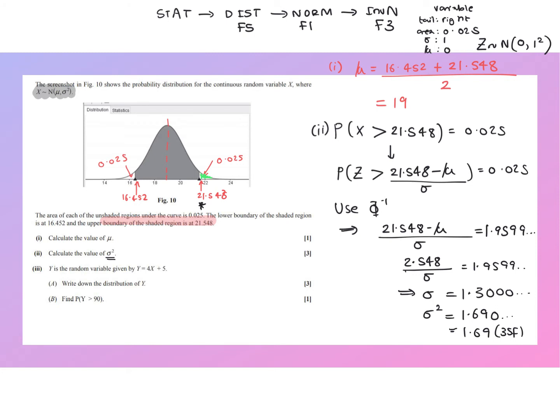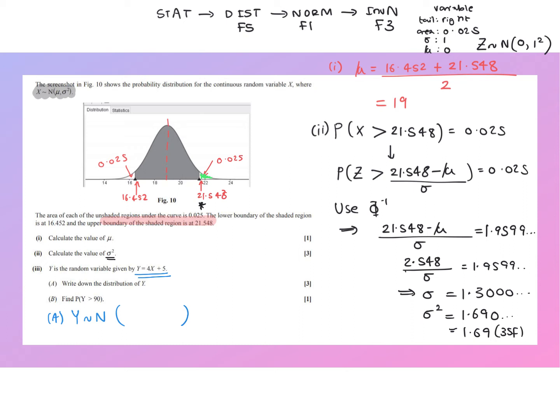Now, part 3, we're introduced to a new variable, which is a function of x. So y is equal to 4x plus 5. We need to write down the distribution of y. Y will also have a normal distribution because it is a function of a normal distribution. So y will also be normally distributed. And what we have to do is find the mean and the variance.